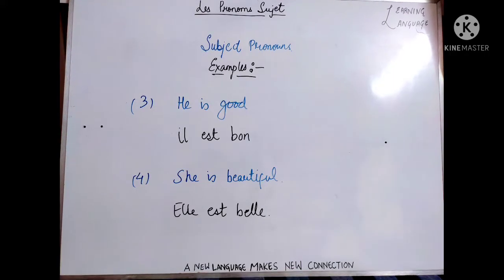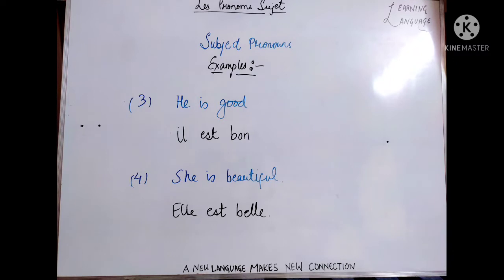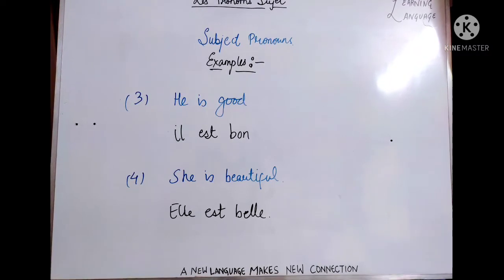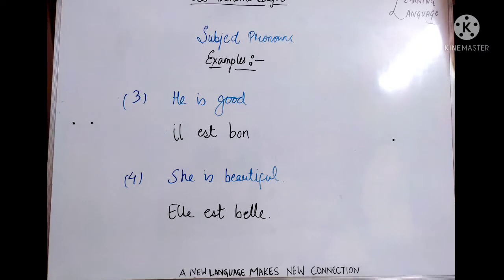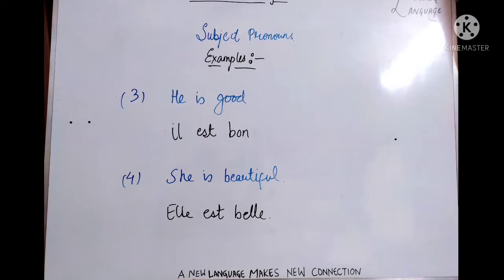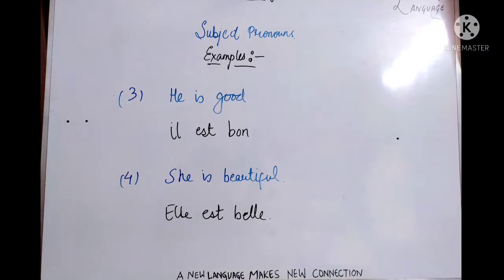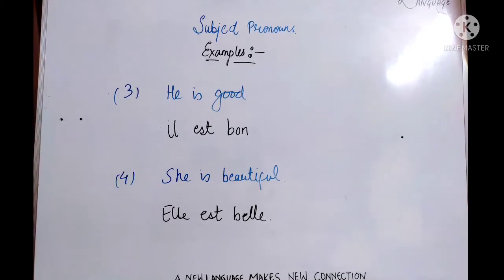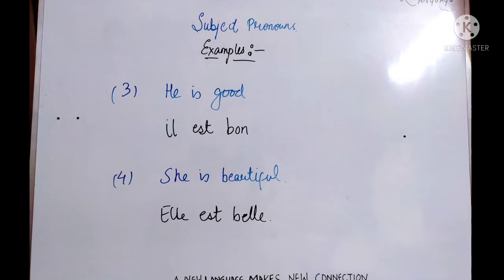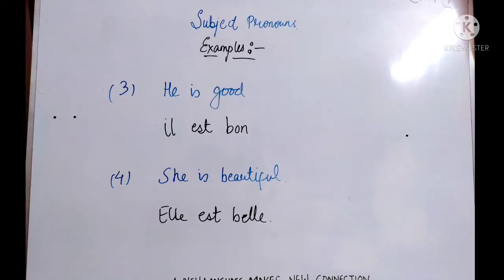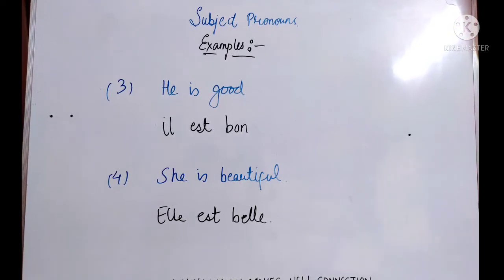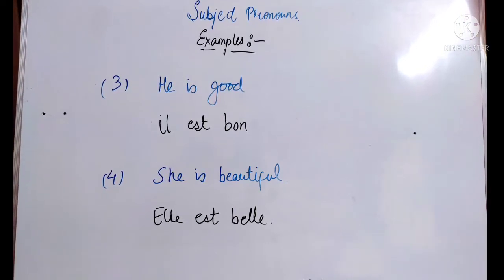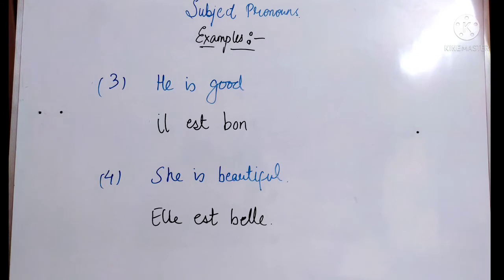Il and elle. So il can be used in place of he or it, and elle can be used in place of she. Okay, il can be used for masculine and elle can be used for feminine. Now here we are using the être verb. Okay, in the next section I will tell you about the French verb être. Now, is and are can be used for the être verb in French.